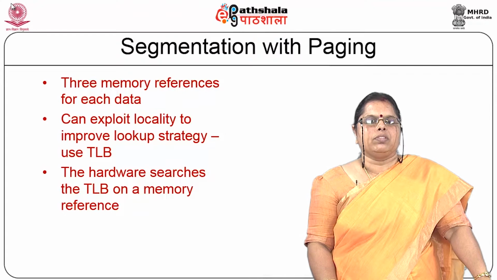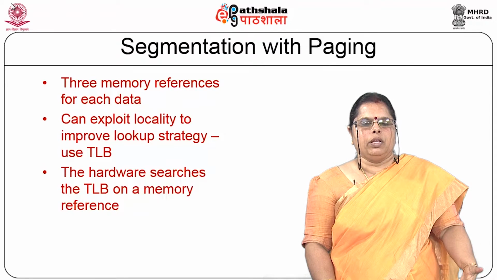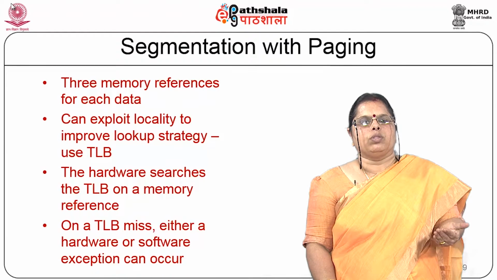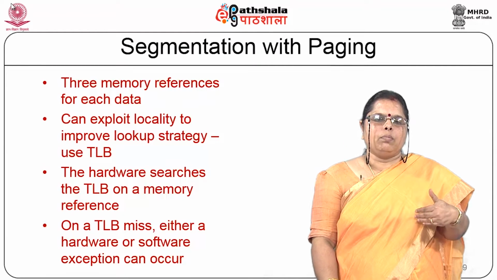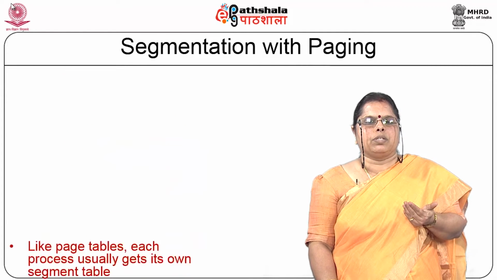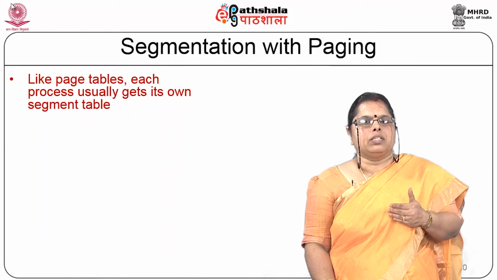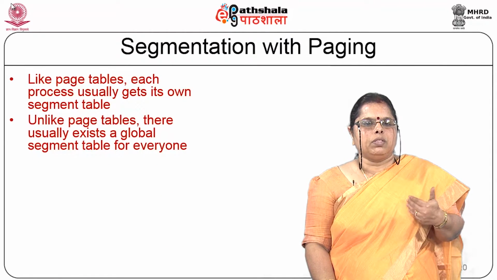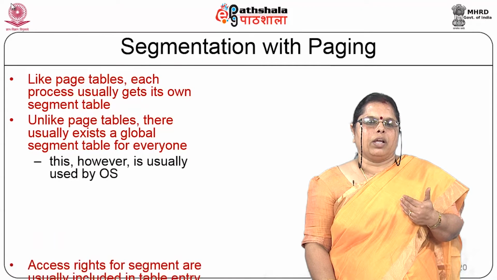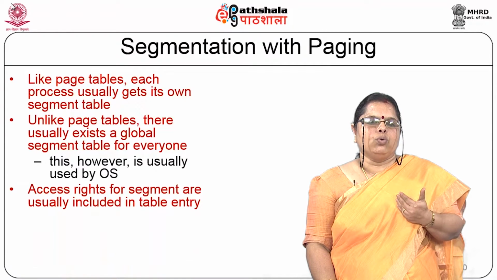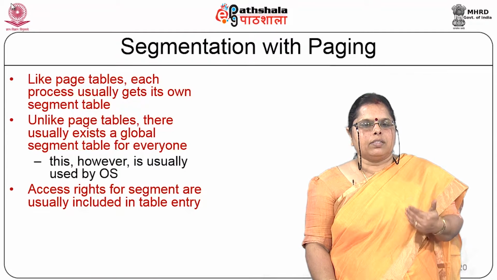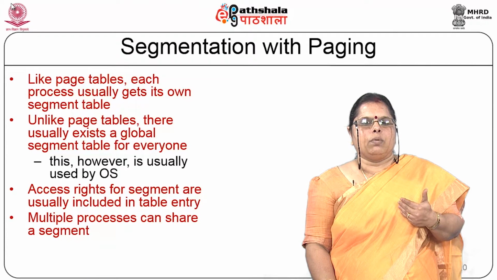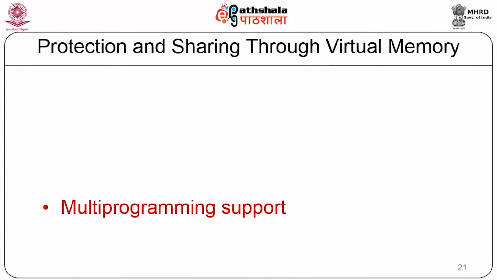The locality of reference here can again be exploited using a TLB. So, the hardware searches the TLB on a memory reference. It tries to find out the translation there itself. On a TLB miss, either a hardware or a software exception can occur, and like page tables, each process gets its own segment table, and unlike page tables, there usually exists a global segment table for everyone. So, this however is normally used only by the operating system, and access rights for a segment are usually included in the table entry. And as we already pointed out, multiple processes can share a segment.